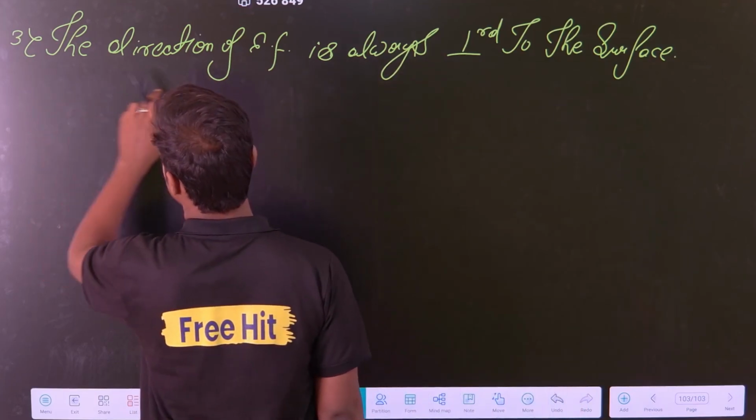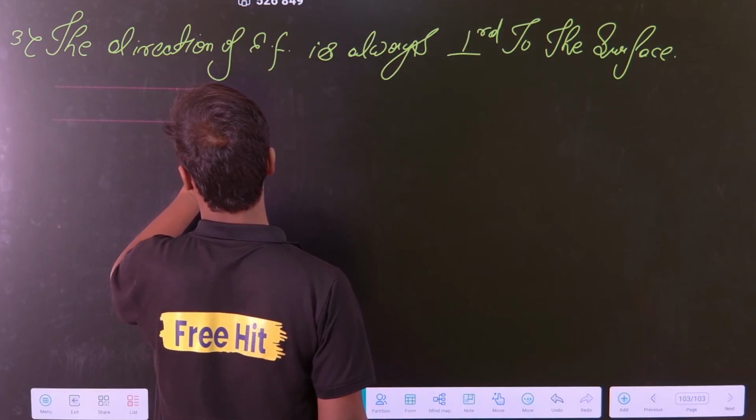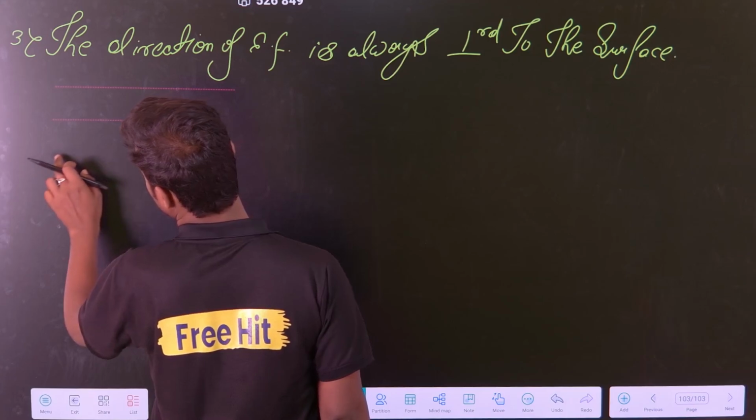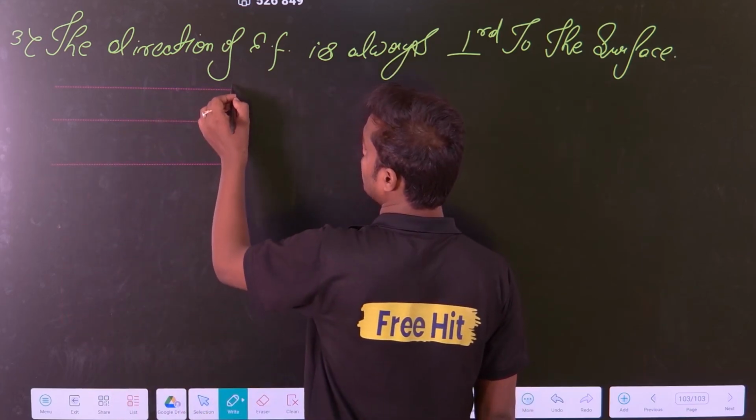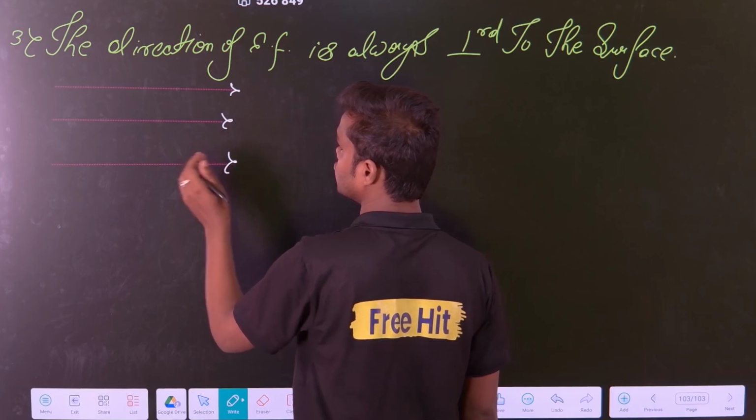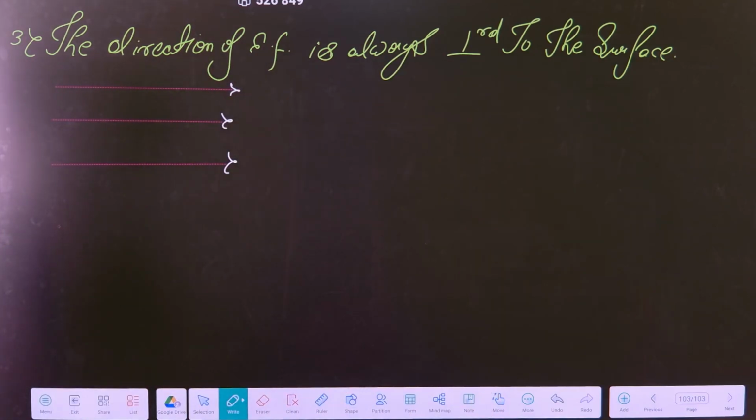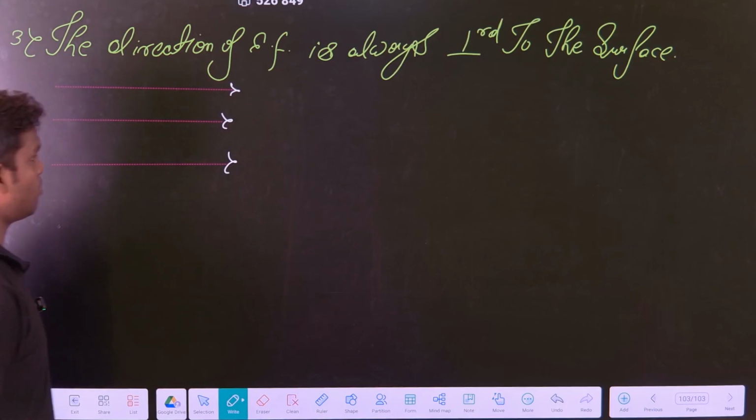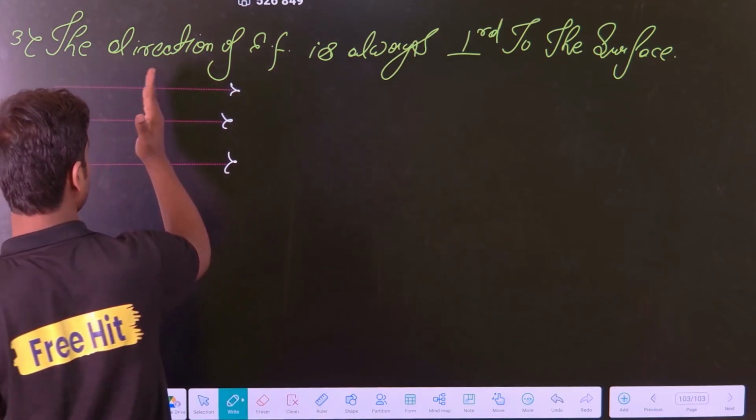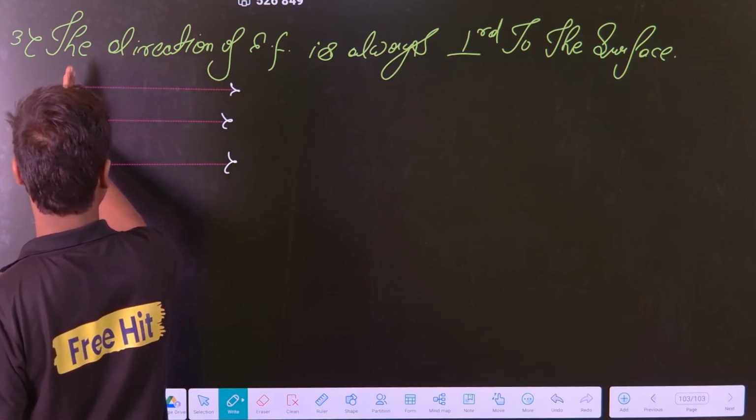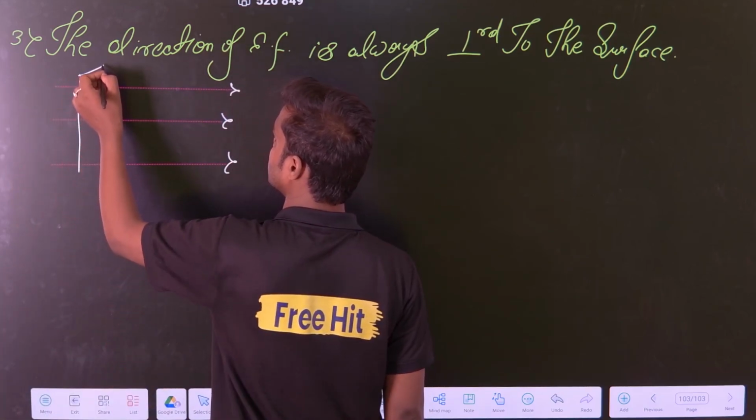Suppose my electric field lines are like this. Now you can easily draw the equipotential surface. How? Because the equipotential surface should be perpendicular to the electric field lines. So how will you draw? Obviously, my equipotential surface will be like this, correct? Yes or no? It will be like this.